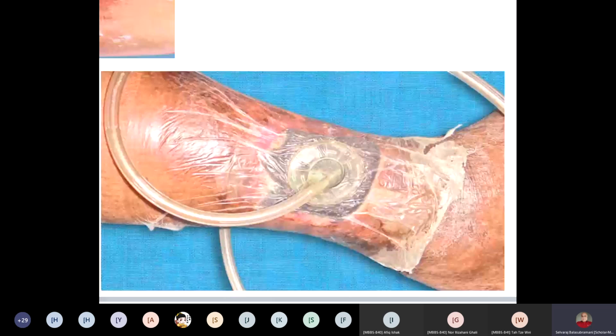This is what you are seeing. That black stuff you are seeing through that transparent dressing is the foam. That black stuff you have to put over the deep ulcer. And over that, you have to put a tube. Are you able to see a tube there? That tube you have to put. Then both this foam and this tube, you have to occlude with a transparent dressing.